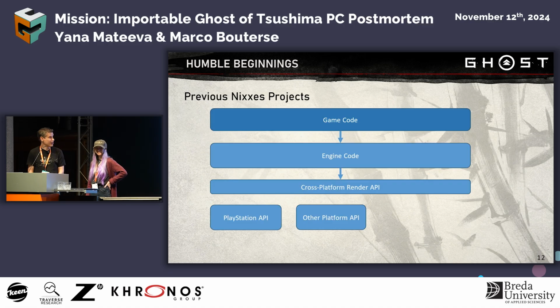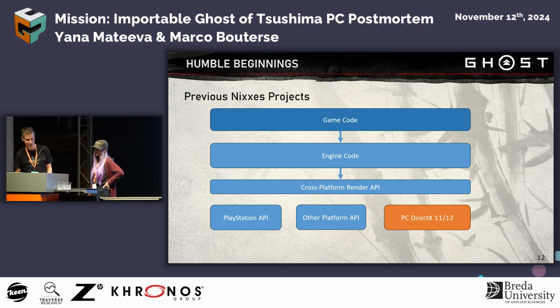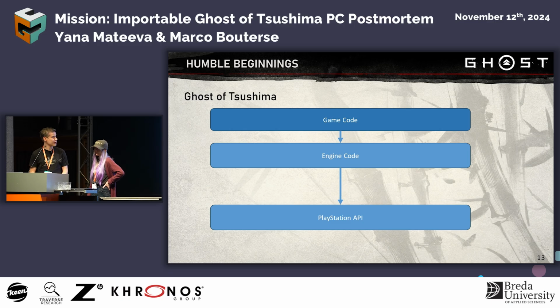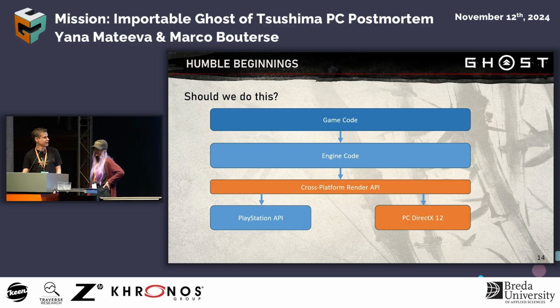To illustrate, a lot of our previous projects always had an engine setup where there was some kind of cross-platform render API in the engine that all the platforms were implemented against. And usually there was already some kind of PC implementation, either for tools or for some other purpose, that we could use as a starting point for our ports. However, Ghost of Tsushima did not have this, and all the engine code would just directly call into the PlayStation API whenever it needed. So what were we to do?